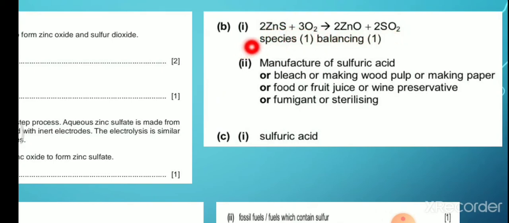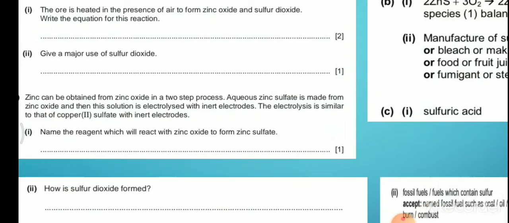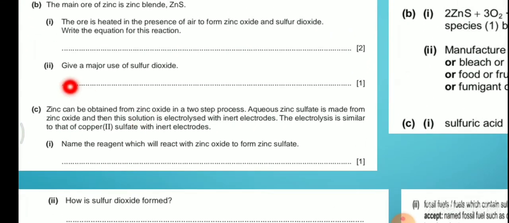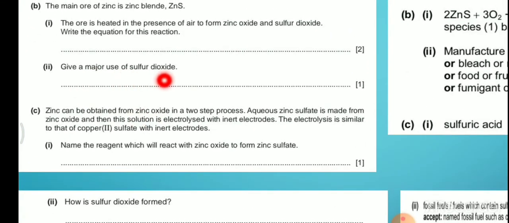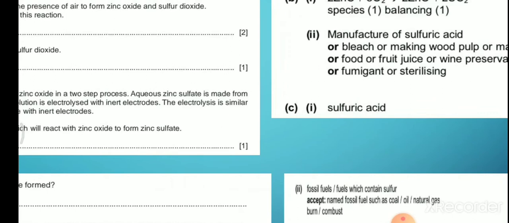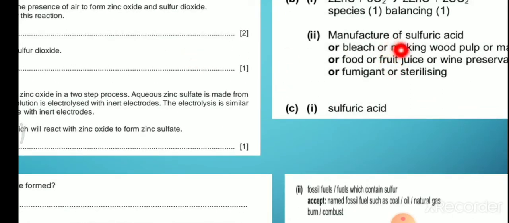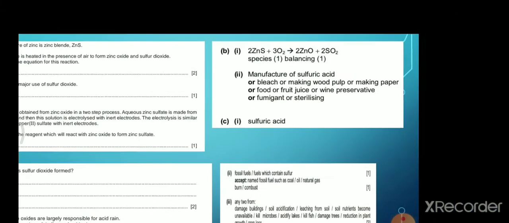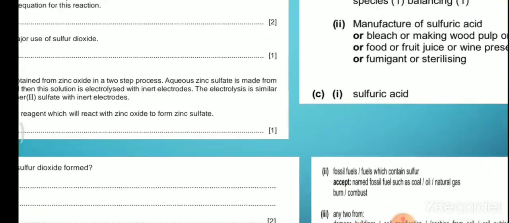Okay. So after writing this equation, you have to balance. You will get 2 marks. Next question. Give a major use of sulfur dioxide. This question is repeated from the previous slide. You can write it is used in the manufacture of sulfuric acid, or in bleaching, or in food preservation or sterilizing. Any one point you can use.